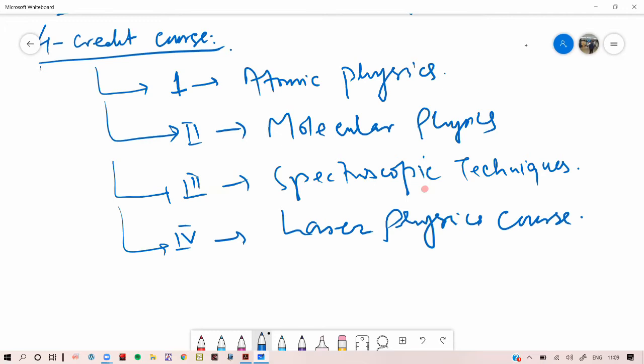So it's a 4 credit course with atomic physics first, and second is molecular, third is actually spectroscopic techniques. I will clear it, check it once again. Actually, your syllabus. Which was syllabus, guys? Have you seen the syllabus? Anybody of you? So if not, let me check it. It is atomic molecular. Yes, here it is.